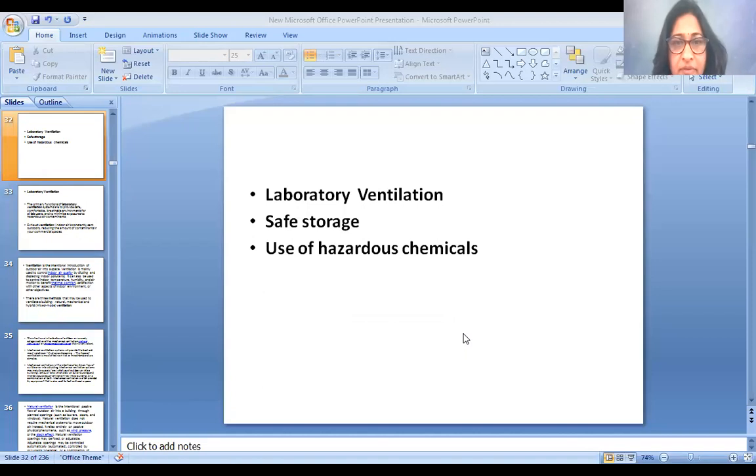First is the laboratory ventilation, then safe storage and use of hazardous chemicals. In this lecture we will discuss these three topics.